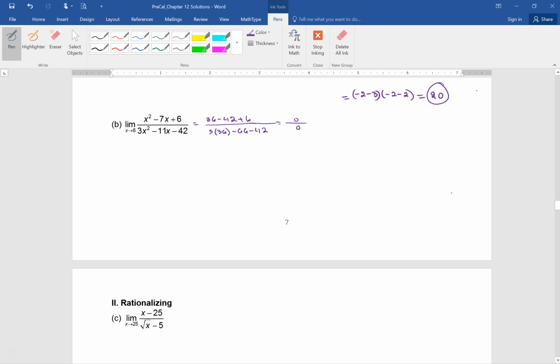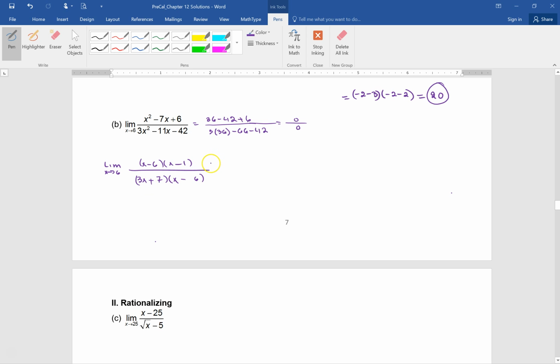Okay, so let's see. This is the limit as x approaches 6. Let's factor the top. What do we get? And the bottom? 42. Not too many choices. 6 and 7. So 3 times 6 is 18. We need to make that positive and that negative and that positive.